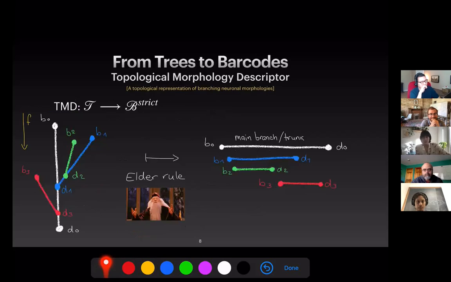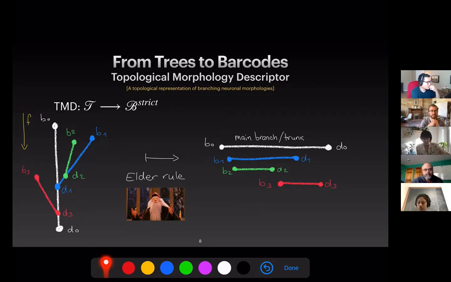So you probably all know about persistent homology, but in the case of trees, it can be made into a much simpler algorithmic view, which in the case of neurons is called the topological morphology descriptor, TMD. It takes a tree and it returns a strict barcode. Technically not necessarily a strict barcode, but for neurons it does, because in nature you will never have the exact same value twice.